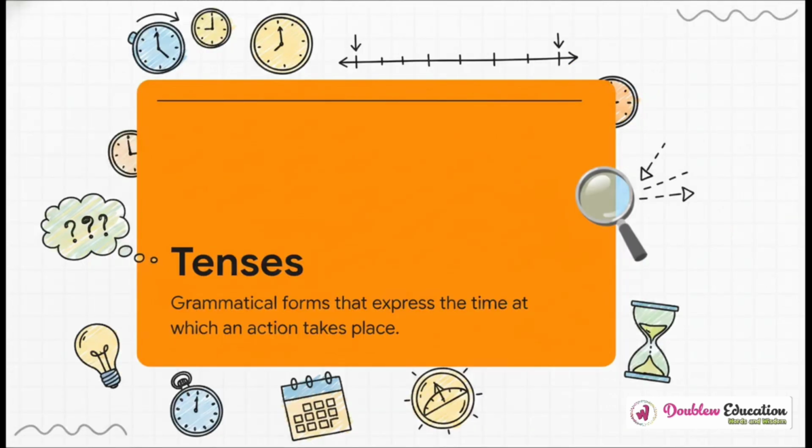So, what are tenses really? Well, in simple words, they're like little timestamps in our sentences. They're clues that tell us when something is happening. Did it happen yesterday? Is it happening right now? Or is it going to happen tomorrow? Tenses give our stories a clear and easy to follow timeline.